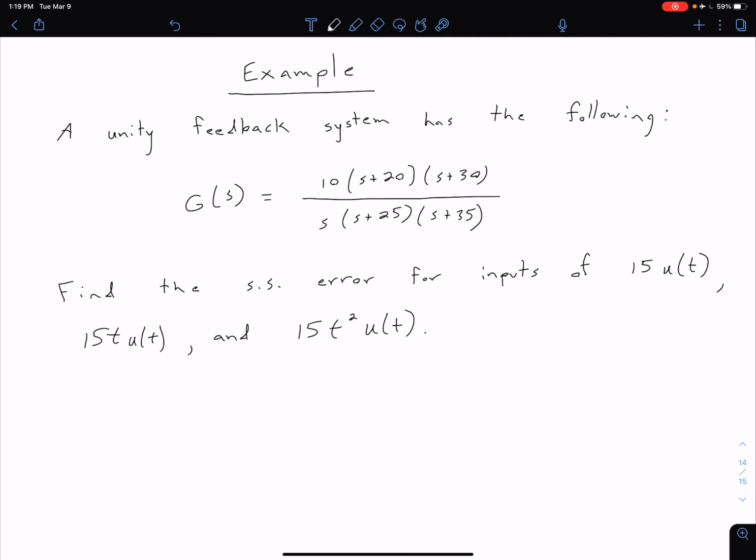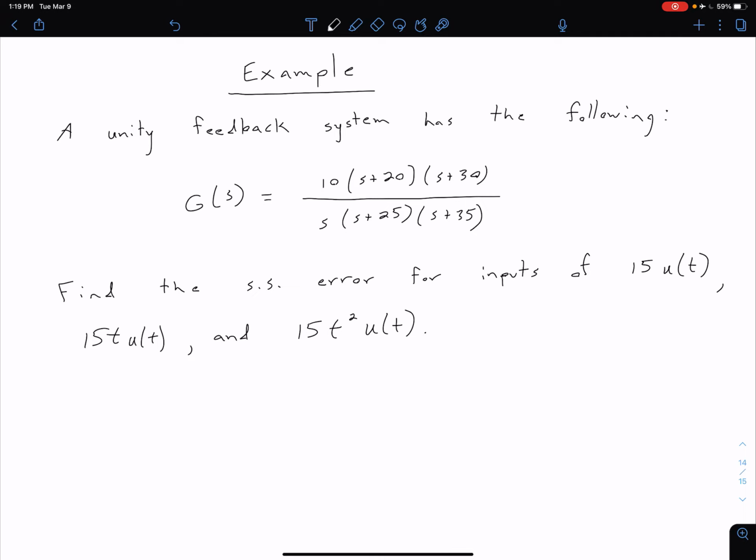So G(s) is equal to, in the numerator, 10 times the quantity s plus 20 times the quantity s plus 30, and in the denominator we have s times the quantity s plus 25 times the quantity s plus 35. What we want to do is find the steady state error for three inputs: 15 u(t), 15 t u(t), and 15 t squared u(t).